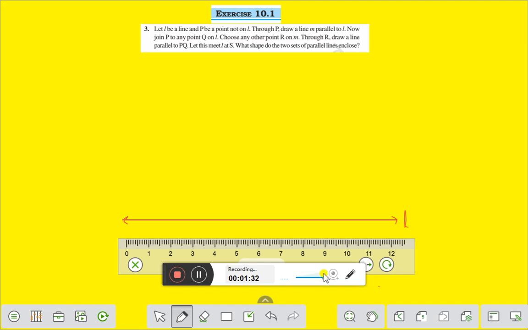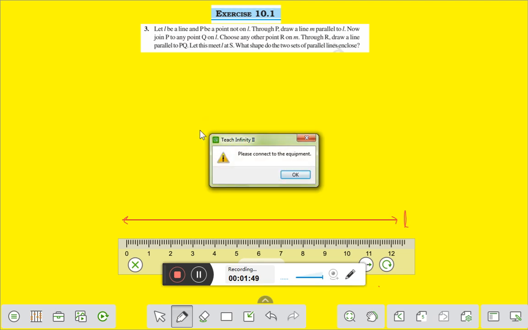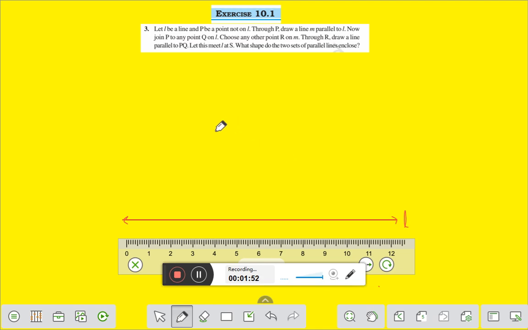Now take P be any point not on L. Let us take one point P that is not on L. Suppose this point is P, not on L. Through P, draw a line M parallel to L.